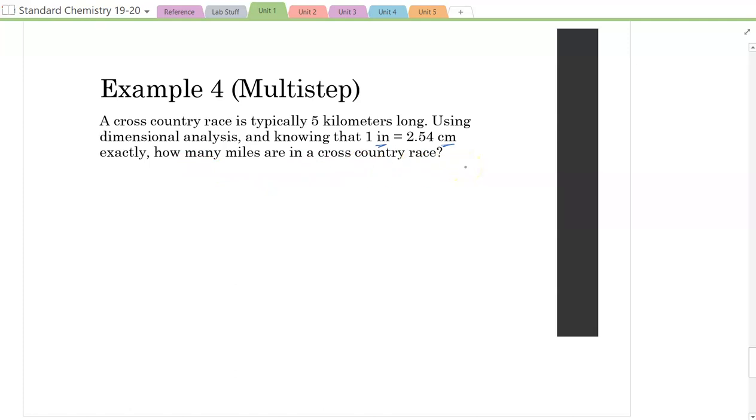All right, so let's put this together. Kilometers, right? That's what we're given. We're trying to figure out how to get to miles. Unfortunately, I don't know that relationship directly. You could Google it, but that's not the information you're provided. You were given the information between inches and centimeters.